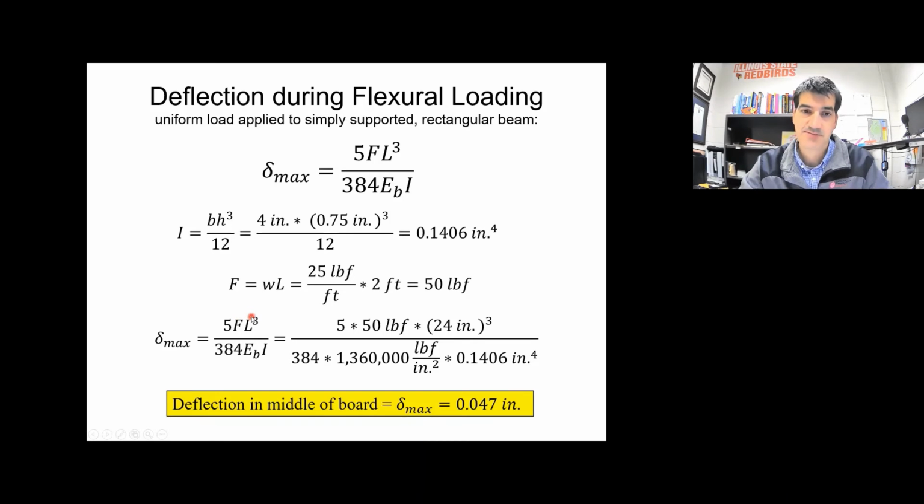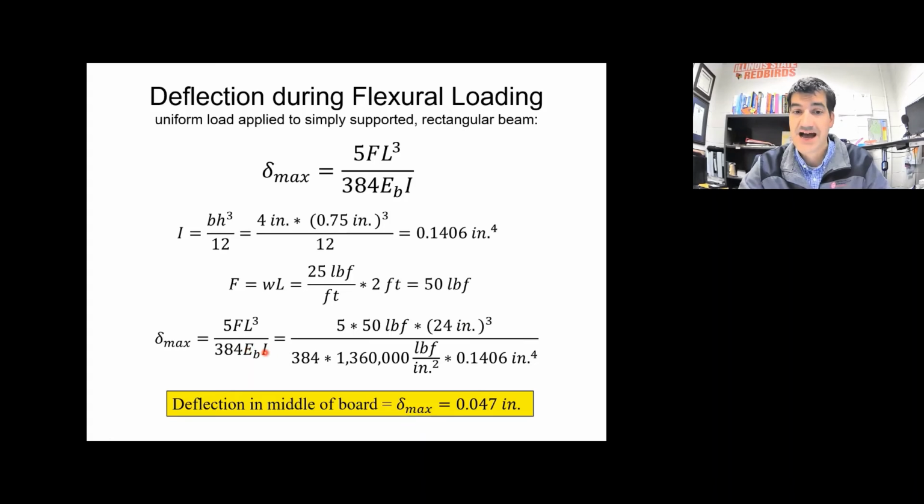L is the span. Now be careful of what units you're going to use here, because down here I know I'm going to plug in E sub B, the flexural modulus, in terms of PSI. What is PSI? Pounds force per square inch. So if I want my units to cancel out and I'm using PSI, then I better put L in inches. Otherwise, they're not going to cancel out.